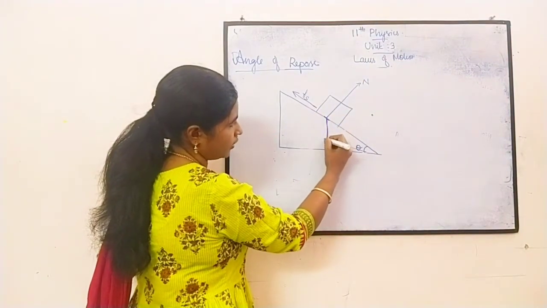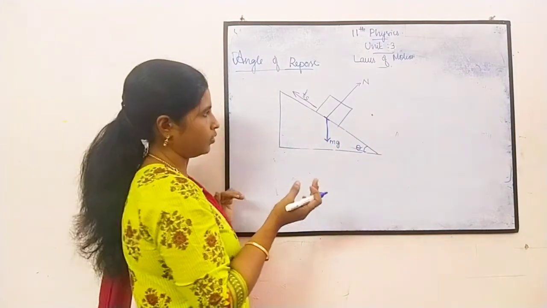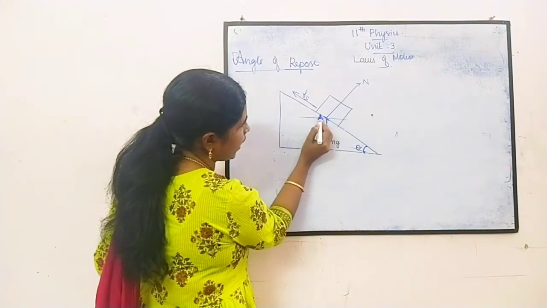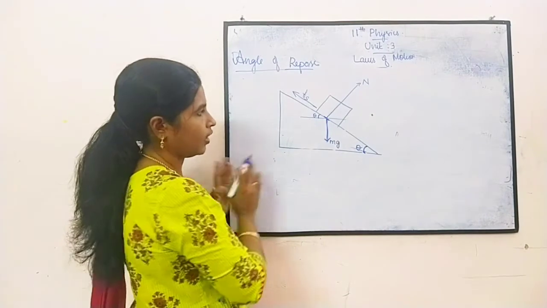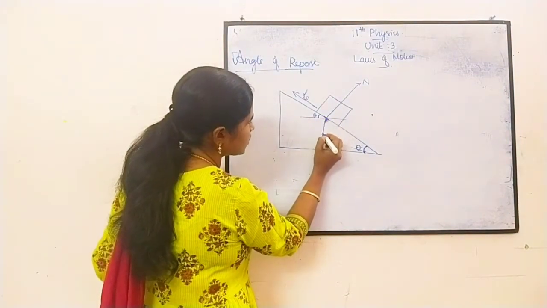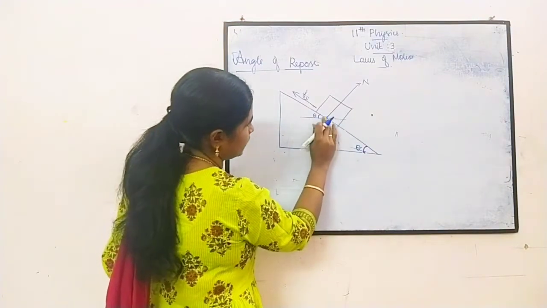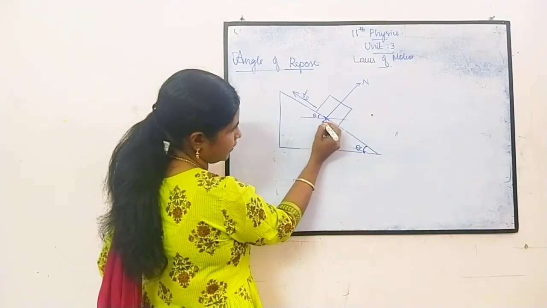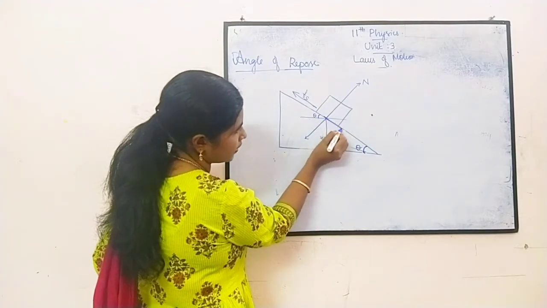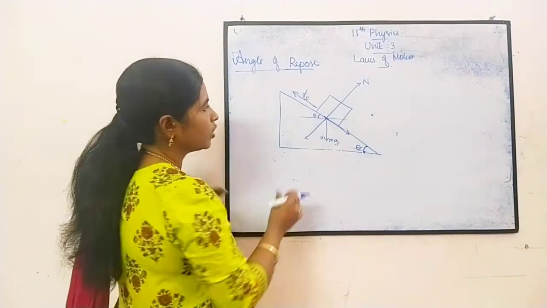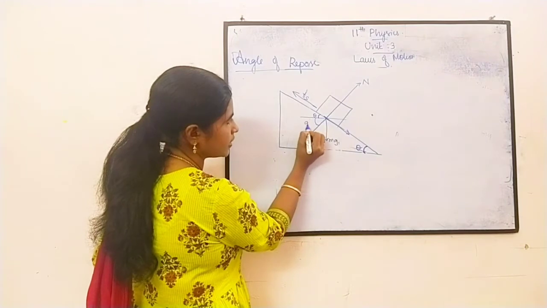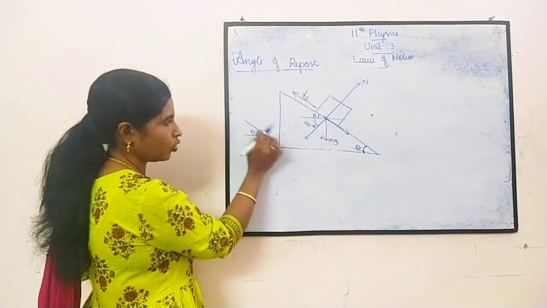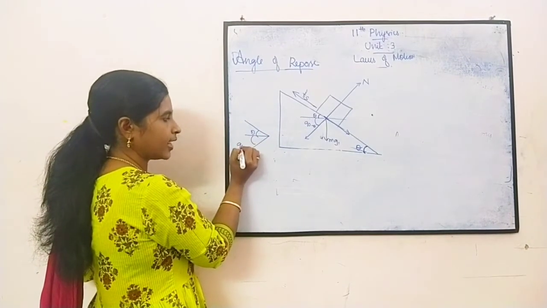So you have to split this mg into two components. Suppose this is theta. If I draw a perpendicular line over here, this angle is also theta. Let us draw mg; if this is theta, this is also theta. Now I am splitting mg into two components. If this angle is theta, what about this angle? Since the total is 90, it is 90 minus theta.